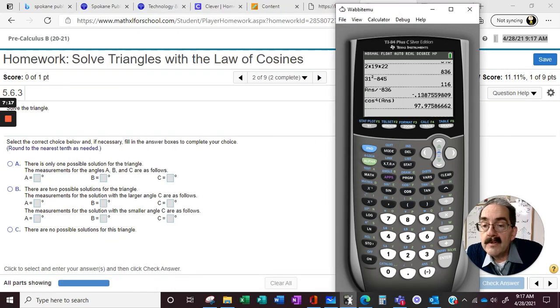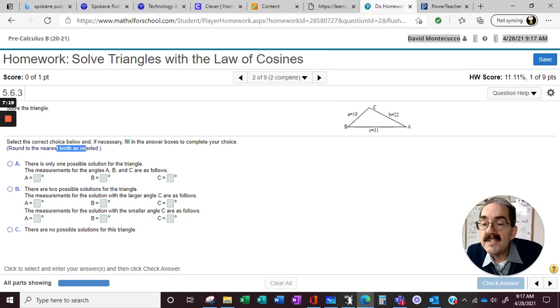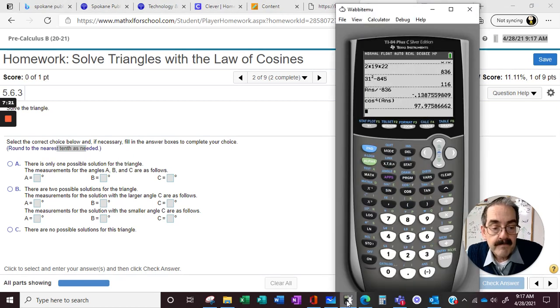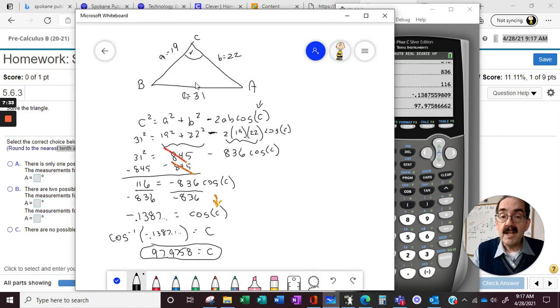Okay? Now, the measurements of the angles are as follows. To the nearest tenth, 1 decimal, 97.975. We'll round up to the 8, round up to the 0, round up. So I'm going to say 98.0. So C will be 98.0. So now you've got to pick one, okay? And once we pick one, then we can subtract. We'll do that one, and then we subtract from 180. So let's just do this one, okay?